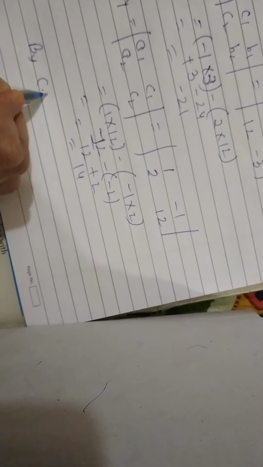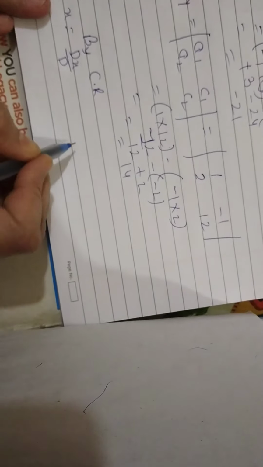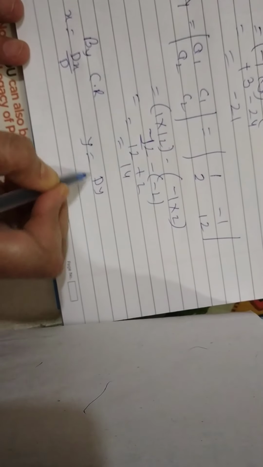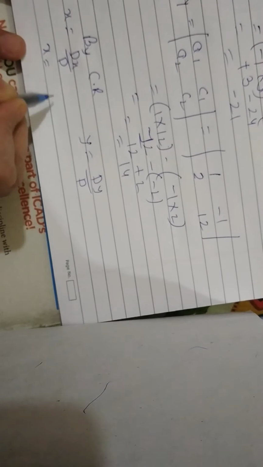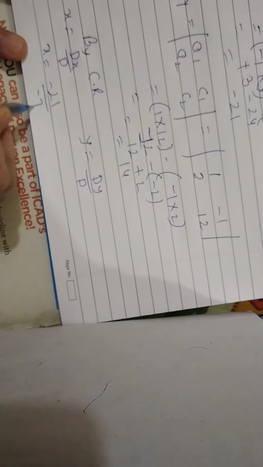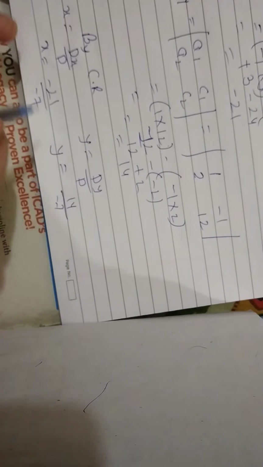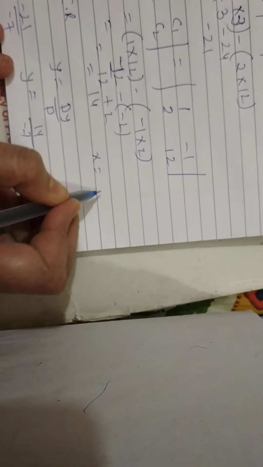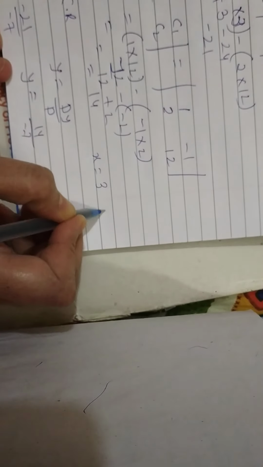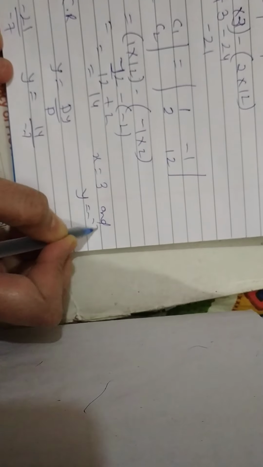By Cramer's rule, x is equal to Dx upon D and y is equal to Dy upon D. Dx is minus 21 upon minus 7. Y is equal to 14 upon minus 7. X is equal to 3 and y is equal to minus 2. We'll see the fourth problem now.